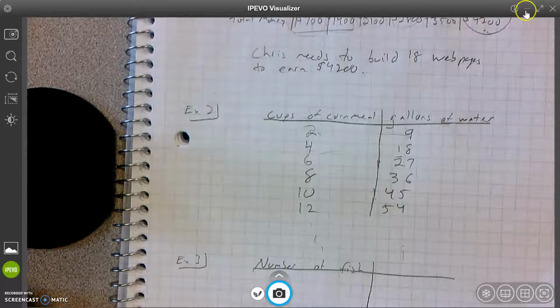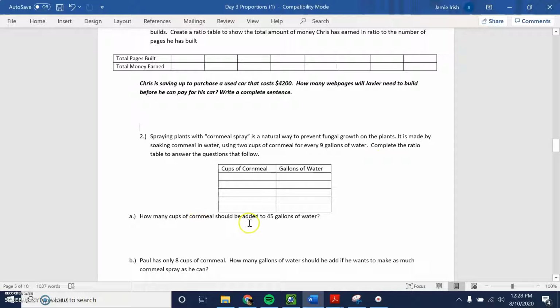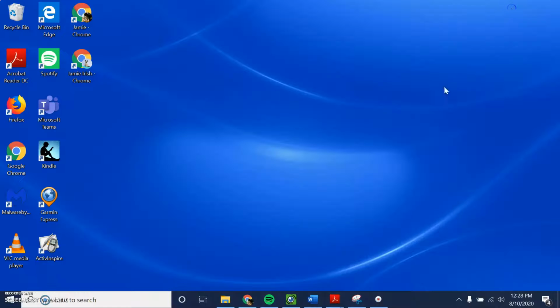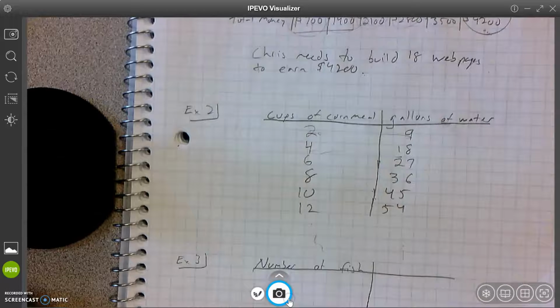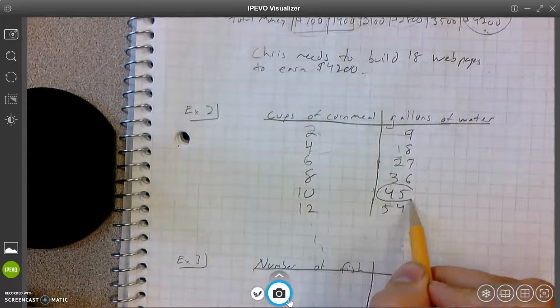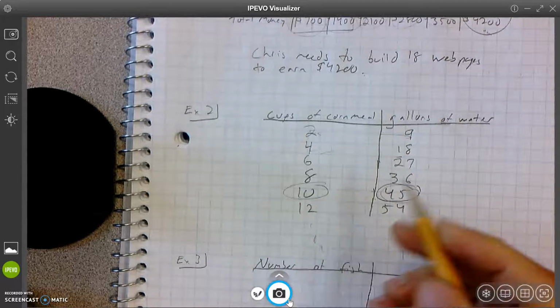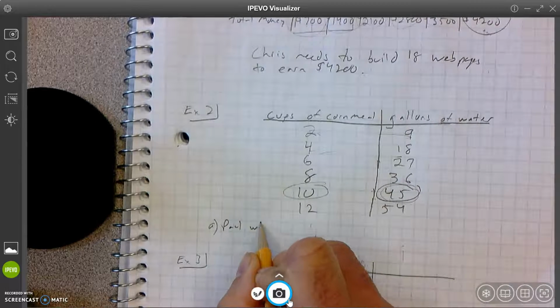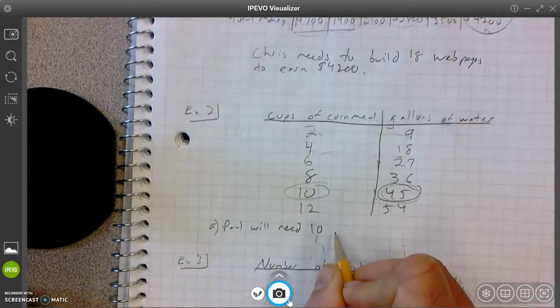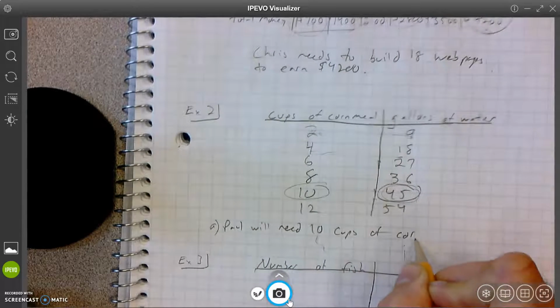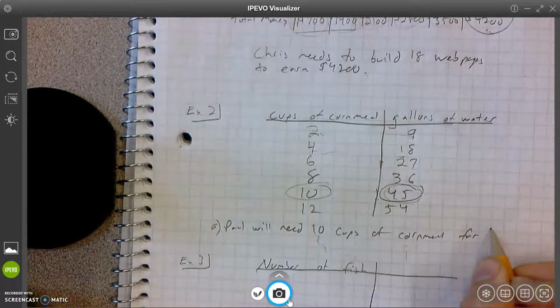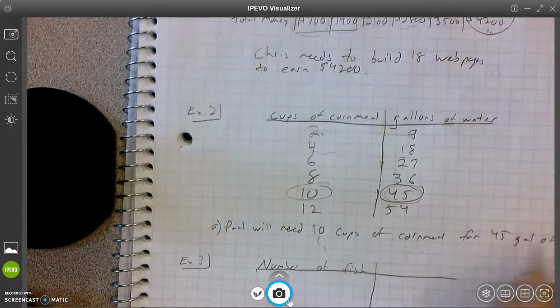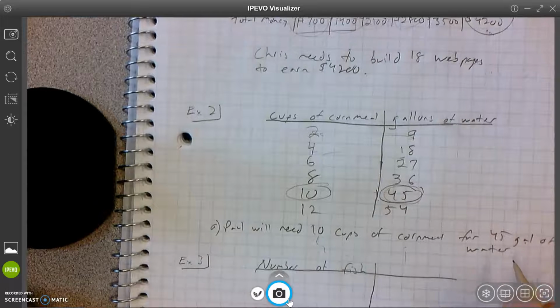Back to the questions. Always read it again. How many cups of cornmeal can be added to 45 gallons of water? And Paul has only 8 cups of cornmeal. Okay, so that's all right here. So 45 gallons of water, he's going to make 10 cups of cornmeal. So A, Paul will need 10 cups of cornmeal for 45 gallons of water. You can abbreviate gallons like that, bam.